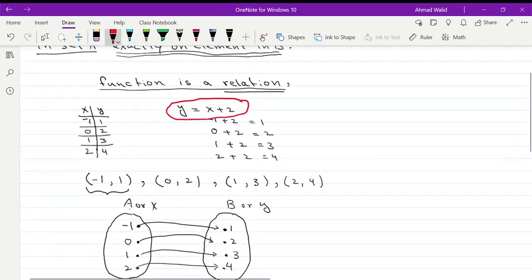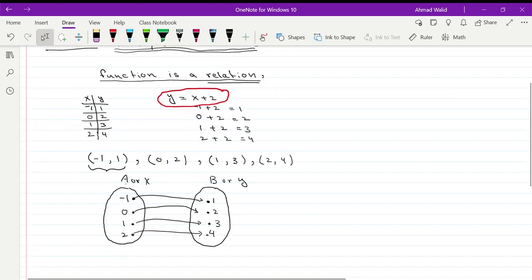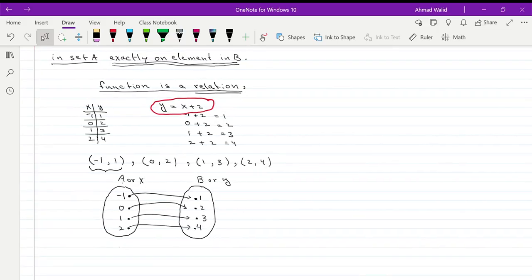Or in a simpler language, function is a relation. Which kind of relation? That each element of set A has only one correspondent in set B. That's why I double underline the last part of the definition: exactly one element in set B. Look, I'll show you other sets here, two sets.